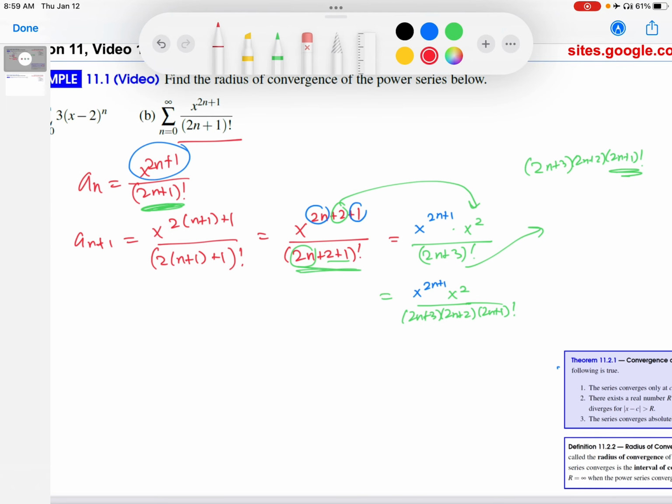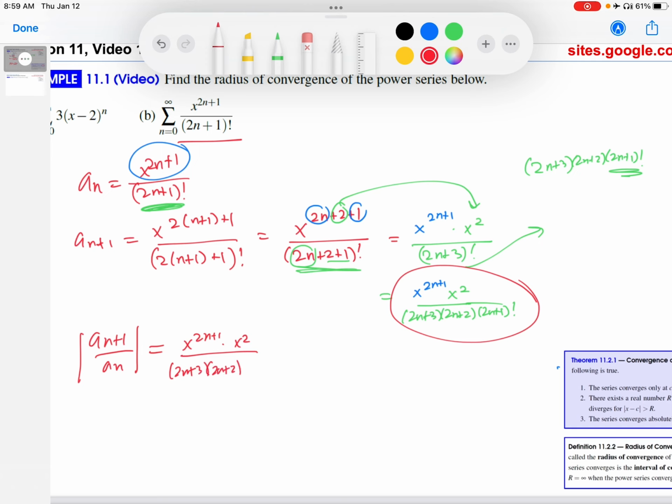Okay, great. So now next step, form the ratio a sub n plus 1 over a sub n, absolute value. So it's that whole thing, x to the 2n plus 1 times x squared, over this 2n plus 2, 2n plus 1 factorial, divided by this thing up here. So multiply by the reciprocal over x to the 2n plus 1.